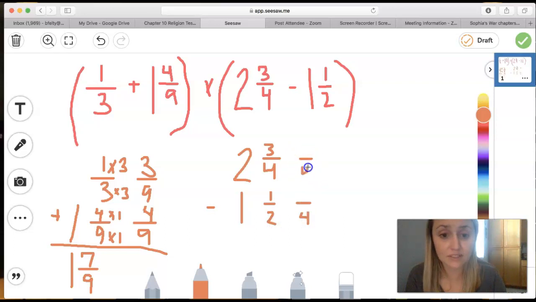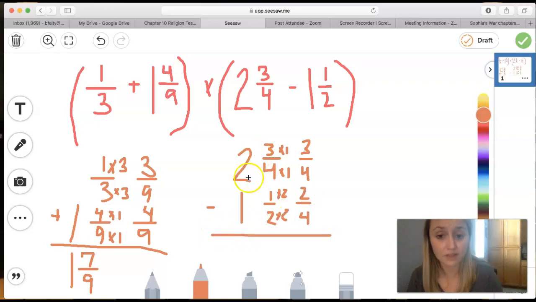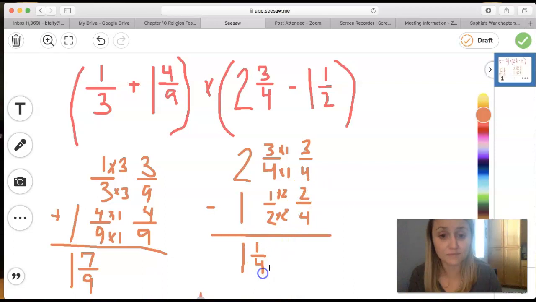4 is going to be our common denominator, so whatever I do on the bottom, I must do on the top. So I have 3 here. Whatever I do on the bottom, I must do on the top. Oh, we're actually working with some good ones here. So 2 minus 1 is 1. 3 minus 2 is 1. Denominator stays the same, which is 4.